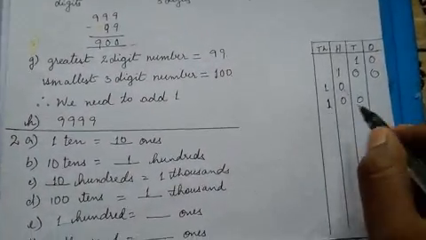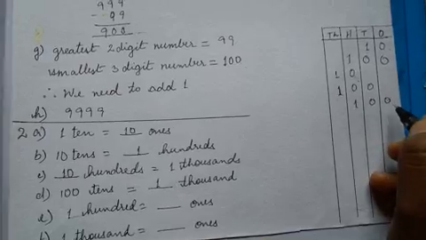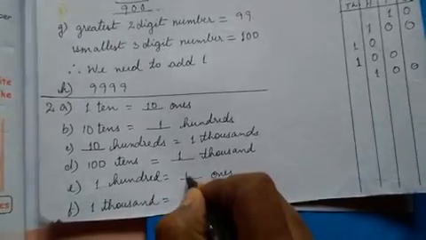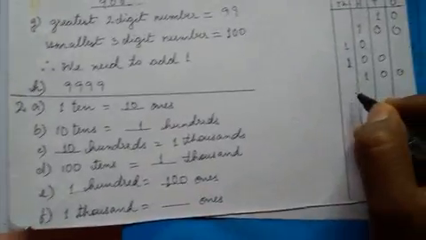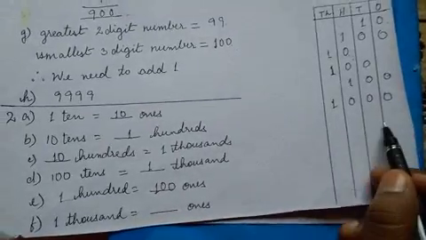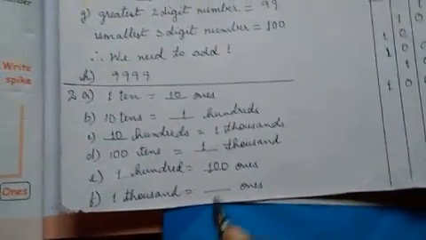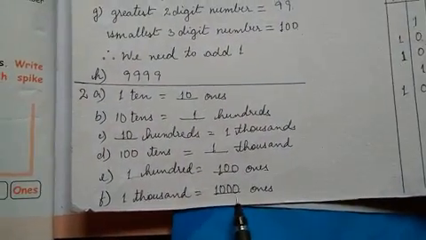Now, 100 is how many ones? If we write 100, this becomes 100 ones. So this will be 100. Now, 1000 is how many ones? If we write 1000 here, it is 1000 ones. This is the way we are going to write. I hope you have understood.